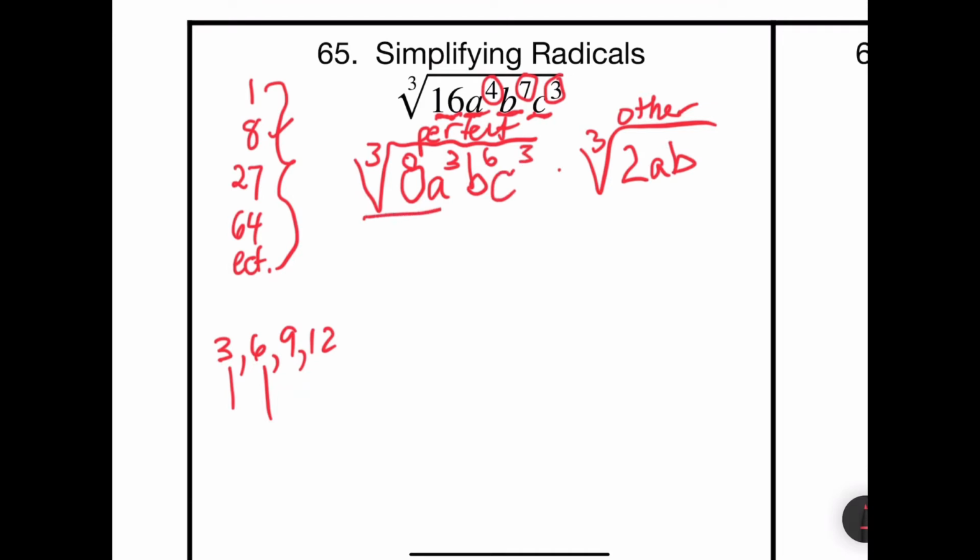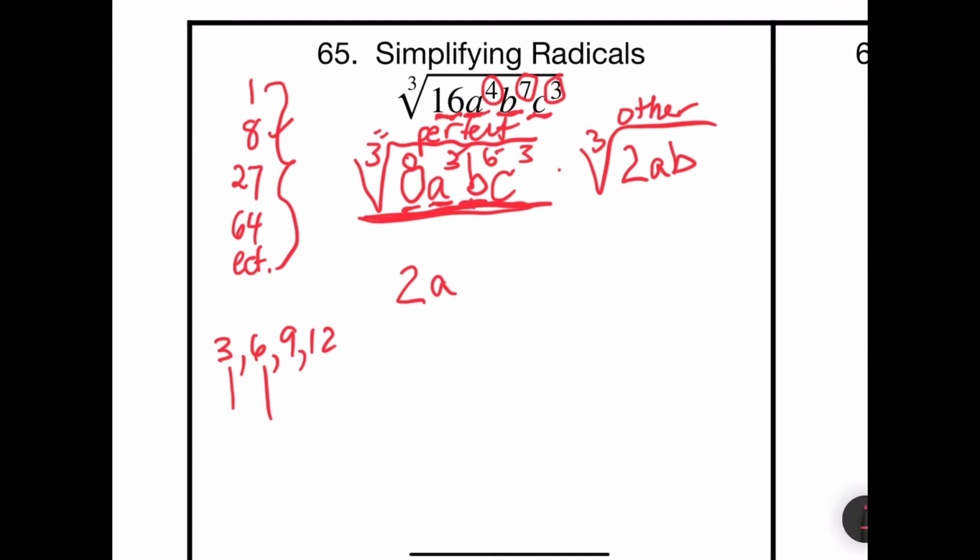Now I need to take the cube root of 8a cubed b to the 6th, c to the 3rd. So the cube root of 8 is 2. The cube root of a to the 3rd, 3 divided by 3 is 1, so that would be a. Now I'm going to look at b to the 6th.